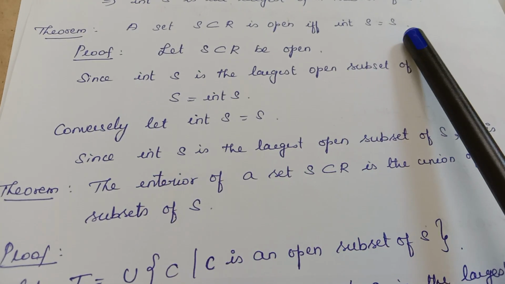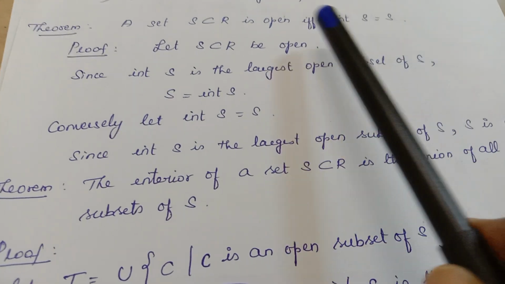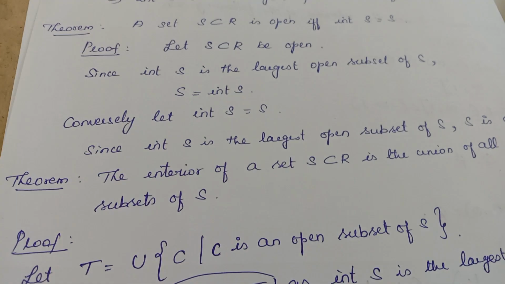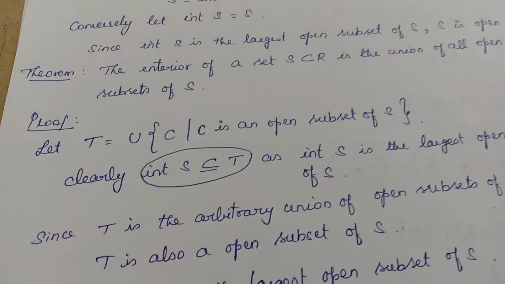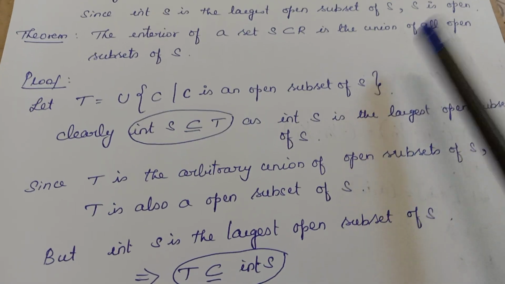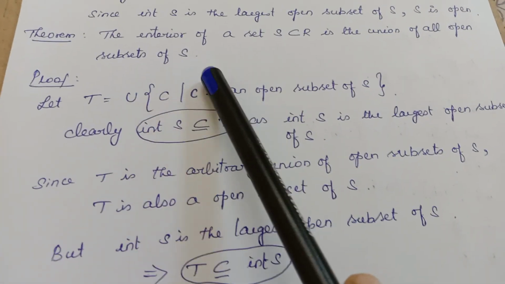Conversely, let us take the interior of S equal to S. What we have to prove? S is open. But we know the interior of S is open. Therefore, S is also open. Okay. Then, the next theorem. The interior of a set S contained in R is the union of all open subsets of S.